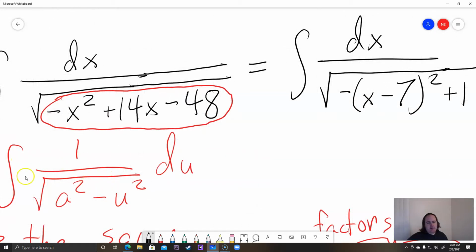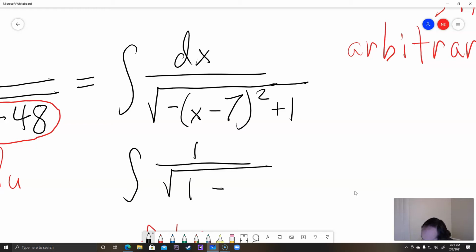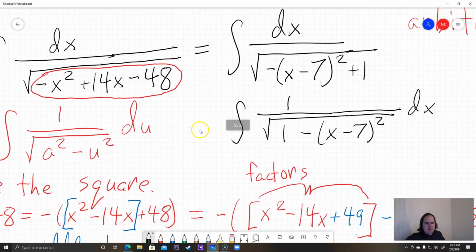Okay, so we need to get it in the format integral of 1 over the square root of a squared minus u squared du. So remember, a is going to be your constant, and u is actually going to be your variable. So if I switch the order around here, we've got the integral of 1 over the square root of 1 minus the quantity x minus 7 quantity squared dx. So it's almost in the format we need it to be in.